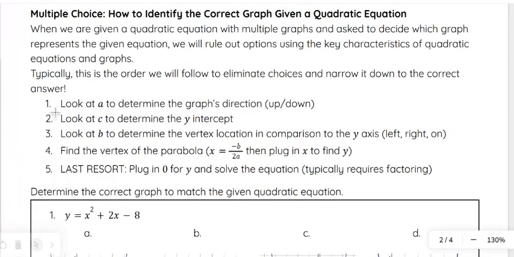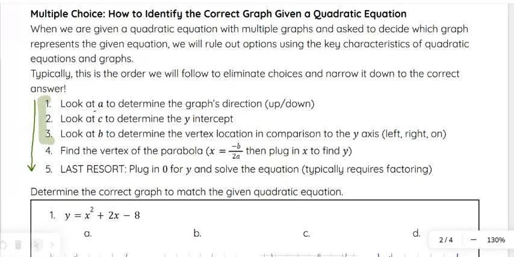So let's talk about how we can use what we learned about the key characteristics of quadratic graphs to answer these multiple choice questions. We talked a little bit about these five characteristics we can find from an equation. Now, I would suggest this order. You don't necessarily have to follow this order, but this would be my suggestion in terms of the least amount of work to make sure that you get the correct answer. And typically the quickest as well.